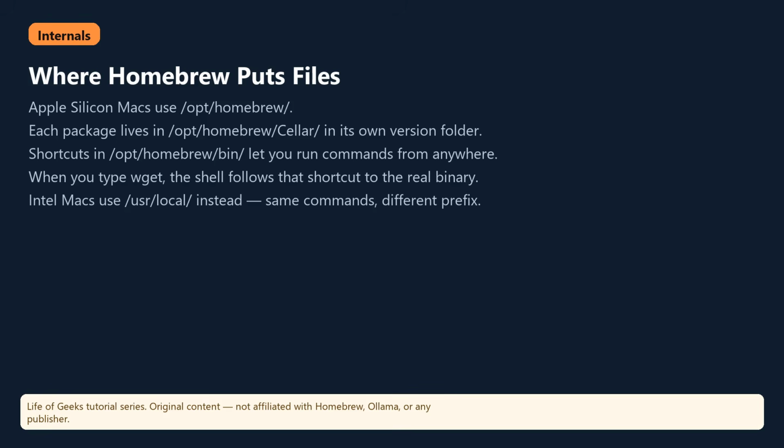You do not need to memorize the file system, but it helps when debugging. On Apple Silicon, everything sits under /opt/homebrew. Cellar stores versioned package folders. bin holds symlinks so wget and brew itself are on your PATH. When a command behaves oddly, brew info tells you the real path. Intel Macs mirror the same idea under /usr/local. Understanding this layout demystifies permission errors and orphan files.